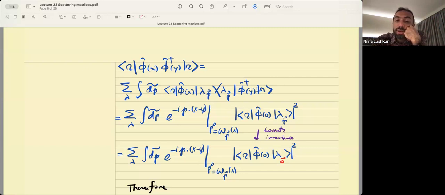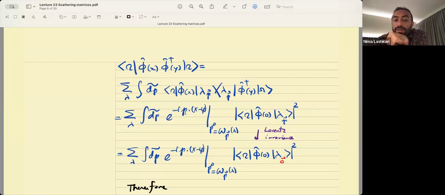Similarly, you do the same for this term. There will be an e to the power of minus i p sitting on this side that acts on the vacuum, that gives you nothing because the vacuum is translation invariant. The other term will give you e to the i p y, p mu y mu, right? And then you end up with this expression, right?